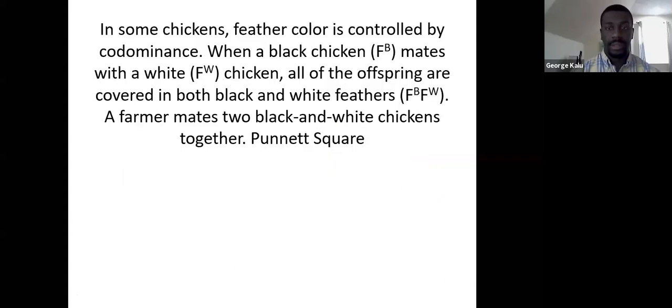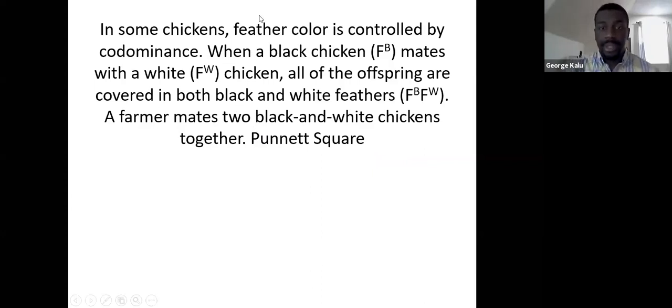Here's an example. In some chickens, feather color is controlled by codominance. When a black chicken, which has the allele FB, mates with a white chicken with an allele FW, all of the offspring are covered in both black and white feathers. That's how we know we have codominance. Both feathers are showing up, so they have the genotype FBFW. A farmer mates two black and white chickens together, so we're going to go ahead and do this Punnett square.